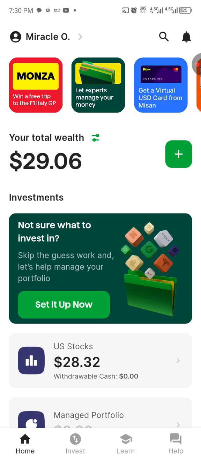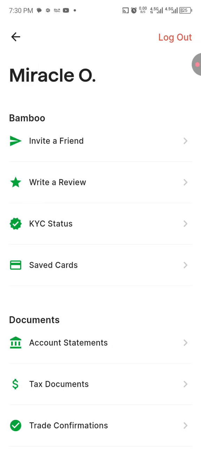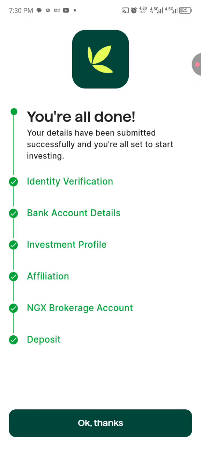Okay, so like I said earlier, Bamboo basically before now they traded mainly on US company stocks, but recently the likes of the Nigerian stock market were equally listed. That is why you can see, let me show you in my KYC status.